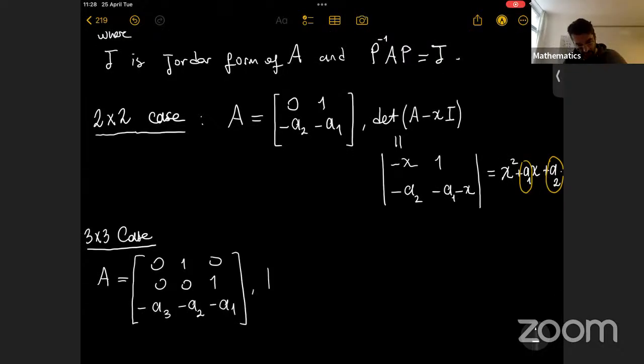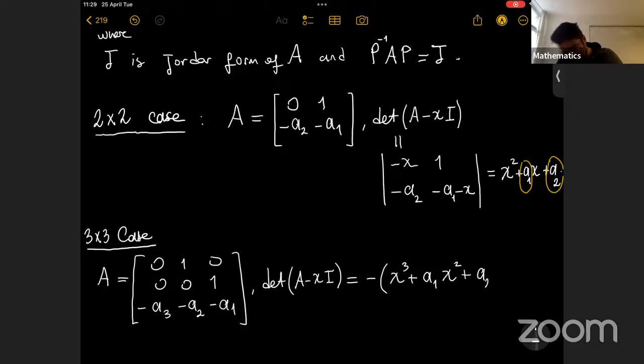And the determinant of A minus lambda I is, you can compute this yourself, minus lambda cubed plus A1 lambda squared plus A2 lambda plus A3. It's an exercise for you. Check this. Okay.